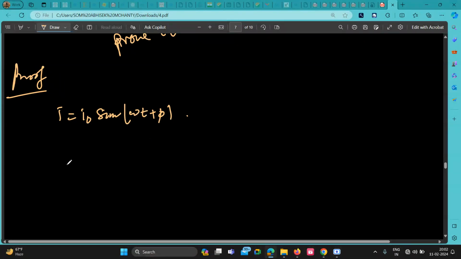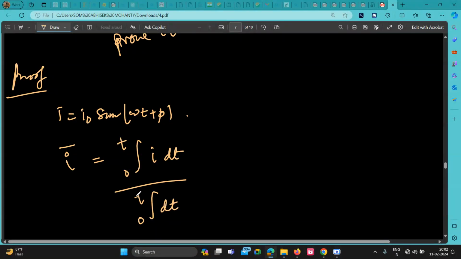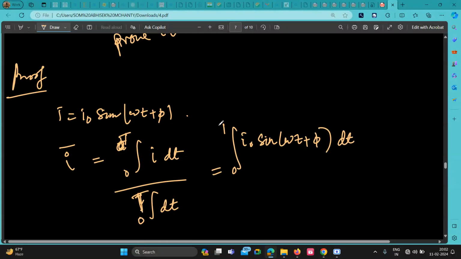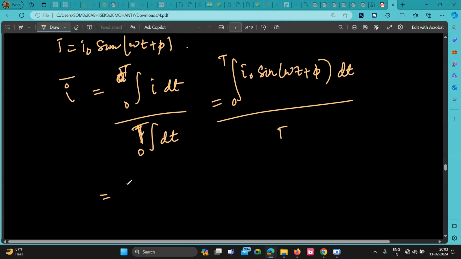Now, average means I bar will be integration 0 to T of I dt divided by integration dt 0 to T. Capital T, because this is for a complete cycle. So this is I naught sine omega t plus phi dt from 0 to T divided by T. Now I naught goes out, divided by T, integral 0 to T of sine omega t plus phi dt.